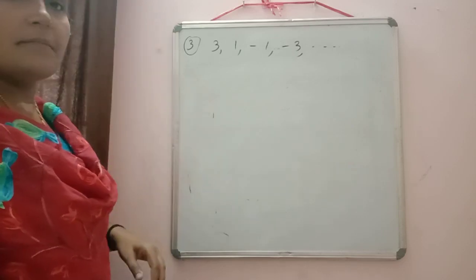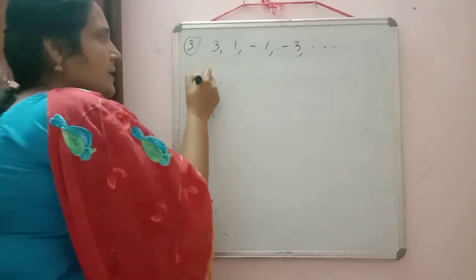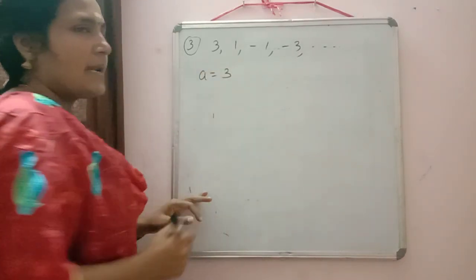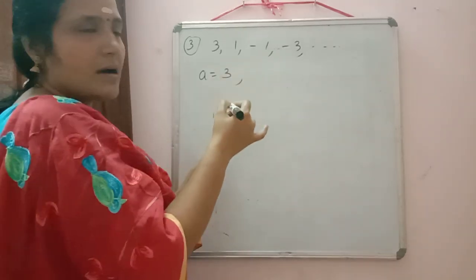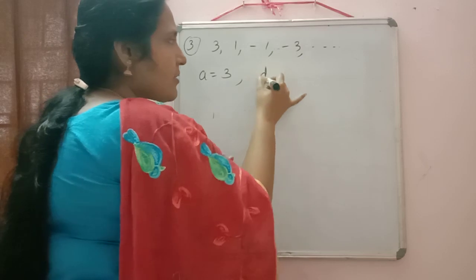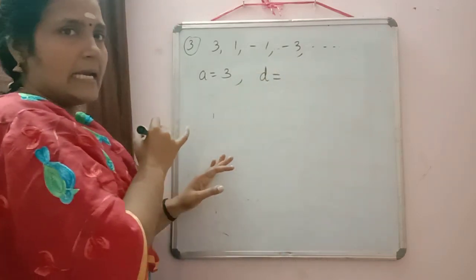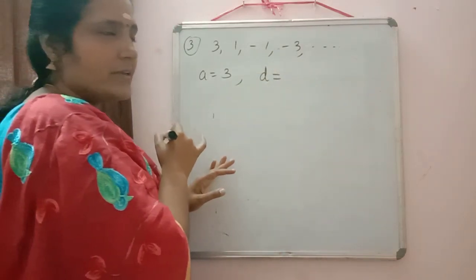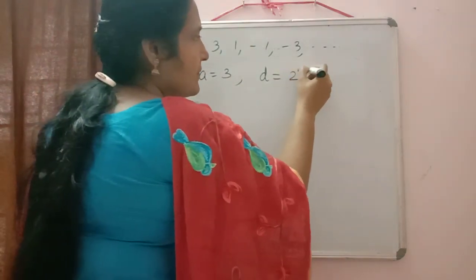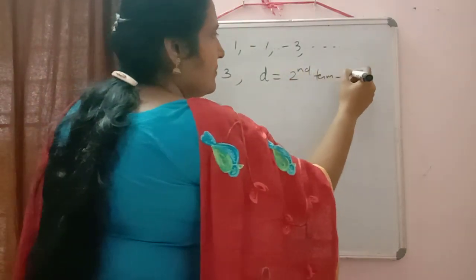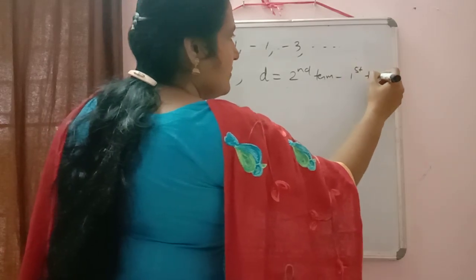What is the first term? Yes, first term is equal to 3. So we'll write A is equal to 3. What is the common difference? How we will calculate the common difference? Common difference is denoted by D. And to calculate the common difference, what we will do? Second term minus first term. Second term minus first term.